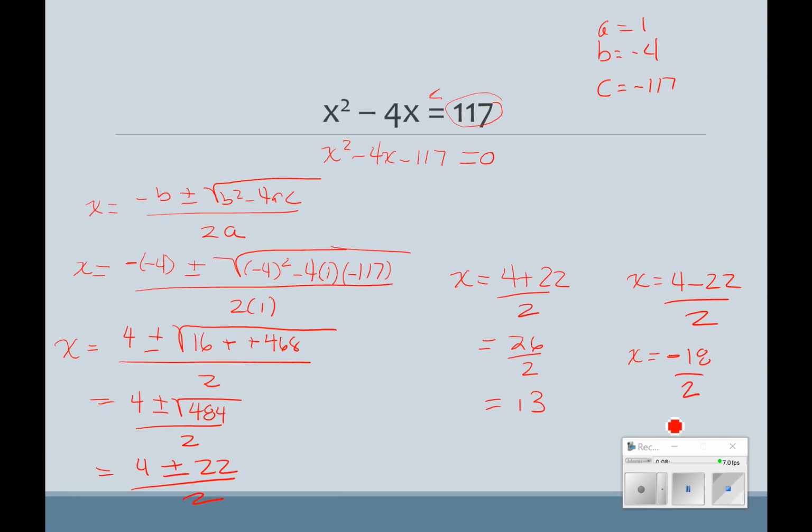I'm going to check that in the calculator in just a second. Minus 9. So Adithya doesn't try to correct me. So 4 minus 22 is negative 18. Yep. All right. So here's my solution set. Negative 9 and 13. Two solutions.